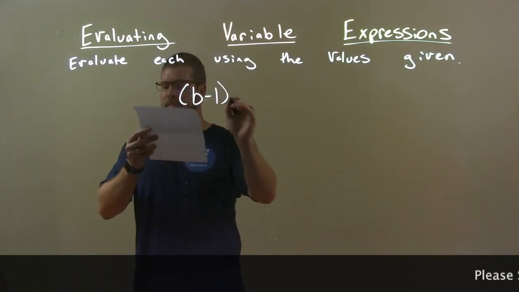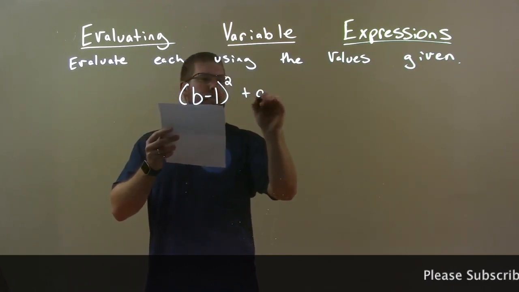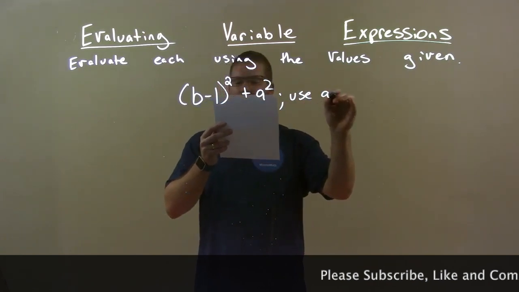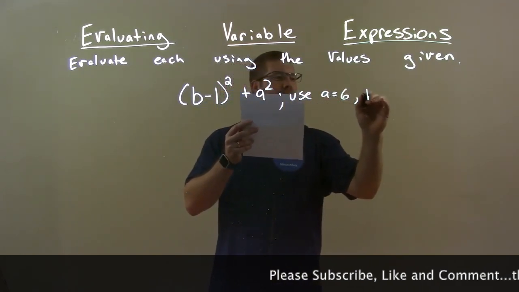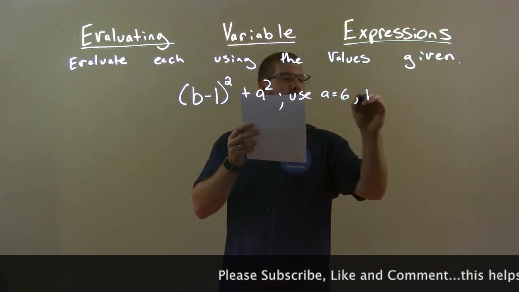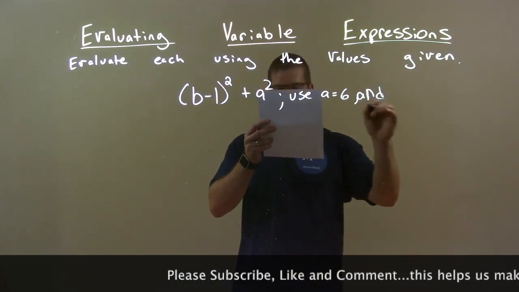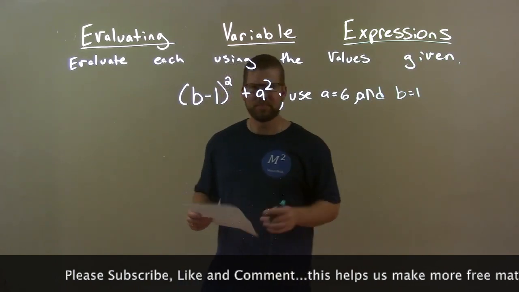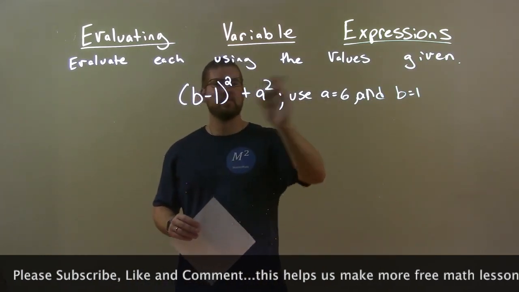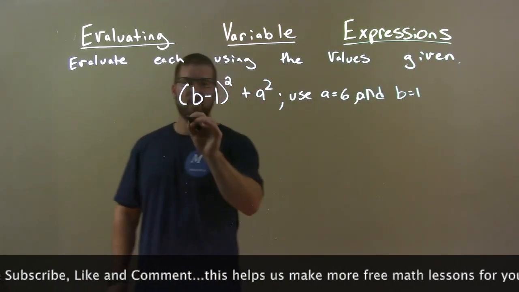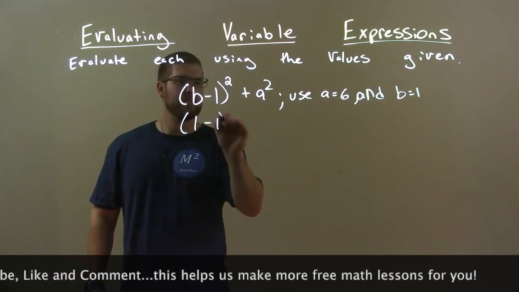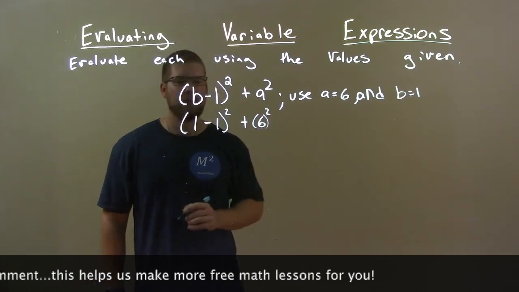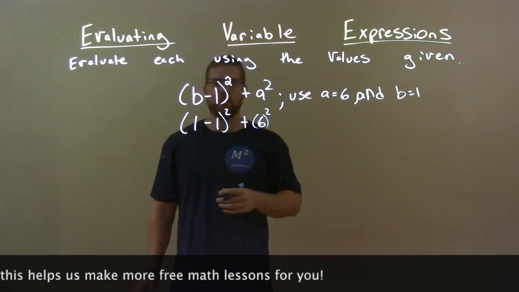B minus 1 squared plus a squared. Okay? And we got to use a to be 6 and we're looking at b to be 1. All right. First step, substitute 6 for a, b for 1. So 1 for this b, and a is 6. Okay? Well, now we simplify.